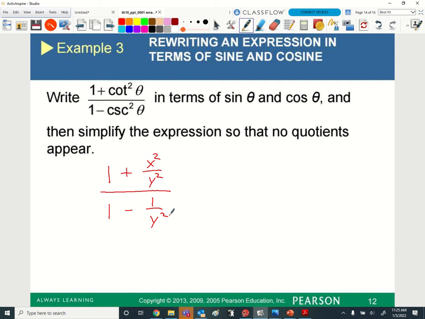Are you guys okay with this translation? We're just replacing each item in trigonometry with whatever it would be in x, y, and r, but in these cases r is always 1.